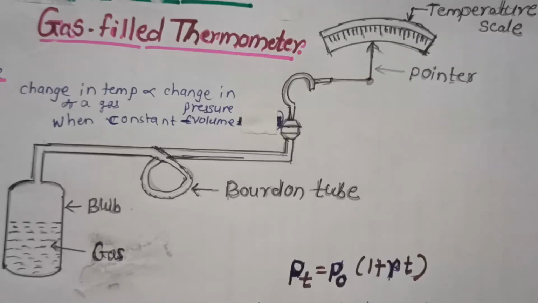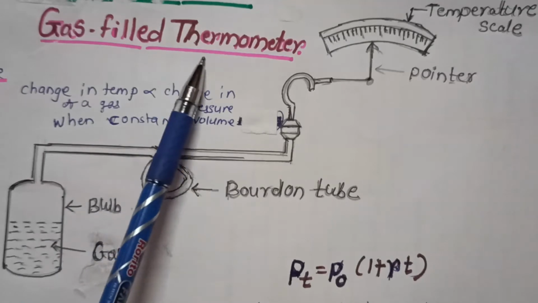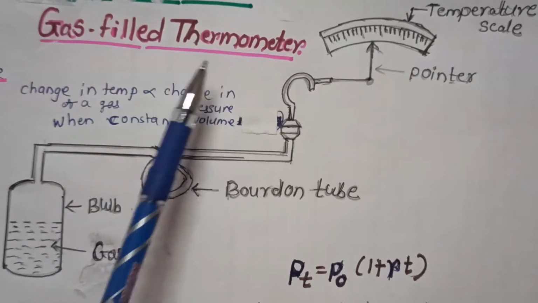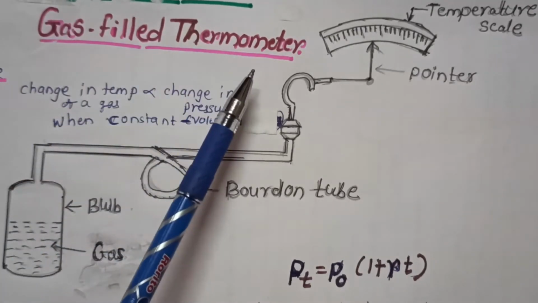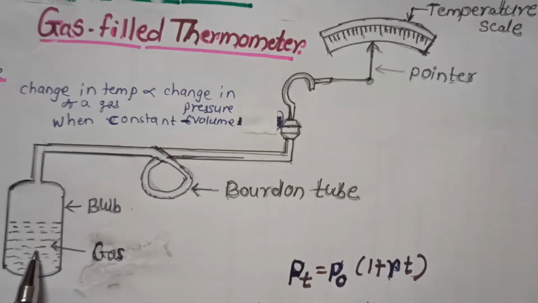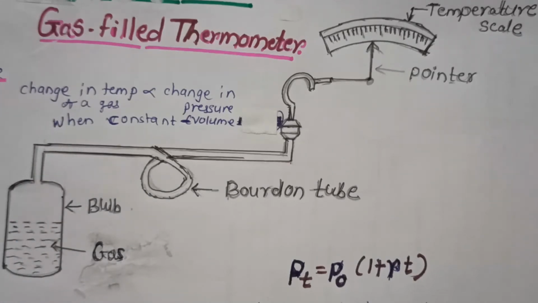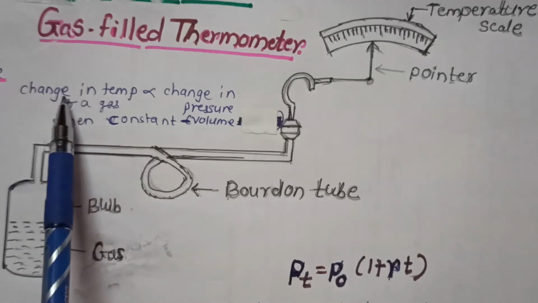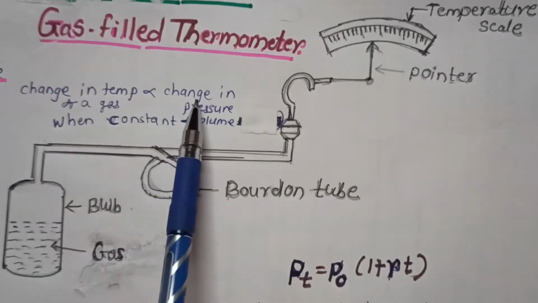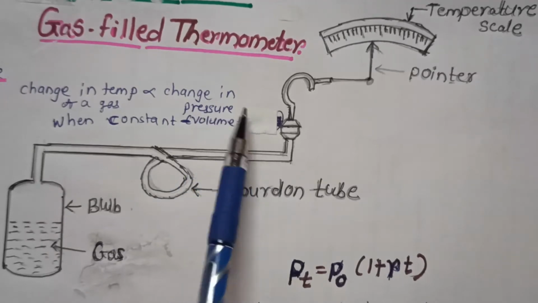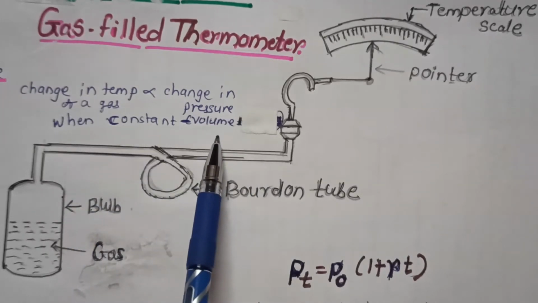Gas filled thermometer. Construction and working of gas filled thermometer. In gas filled thermometer, gas is used as a filling medium. Principle. It works on the principle of Boyle's law and Charles' law. Change in temperature of a gas is proportional to change in pressure of a gas when volume is kept constant.